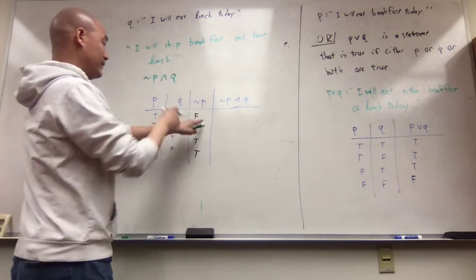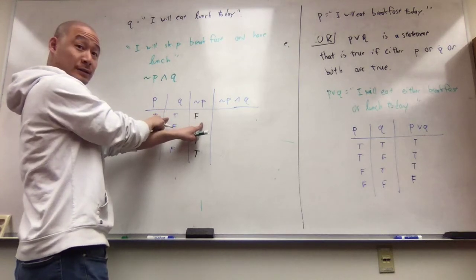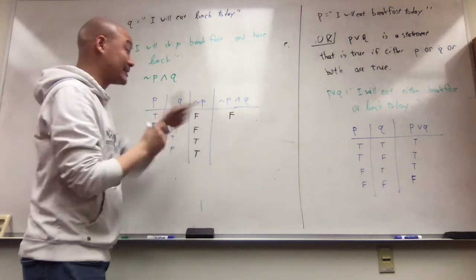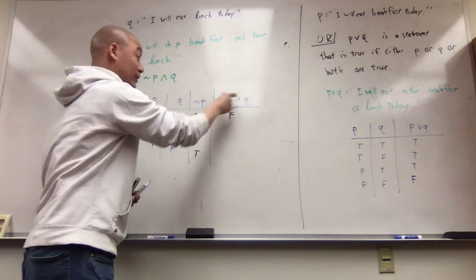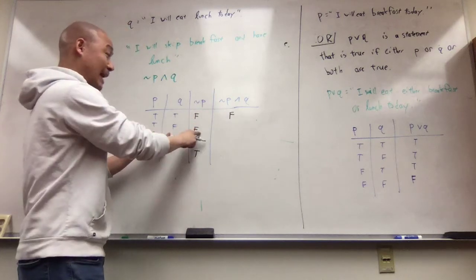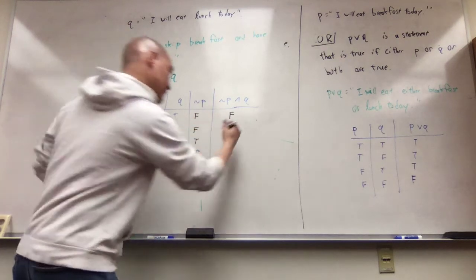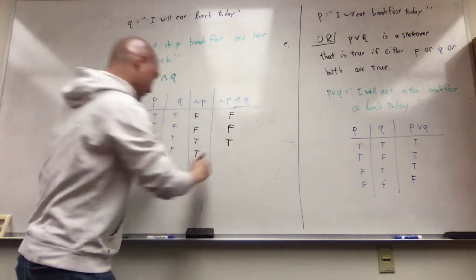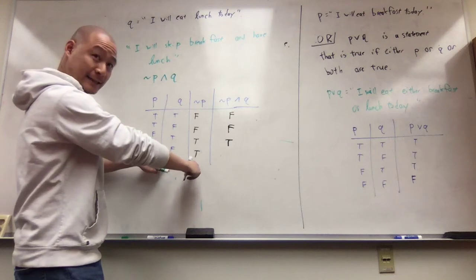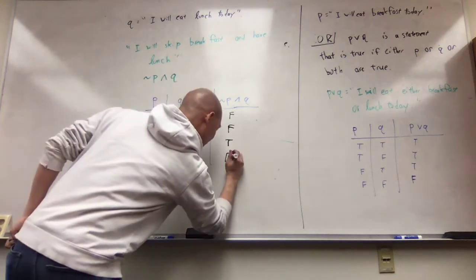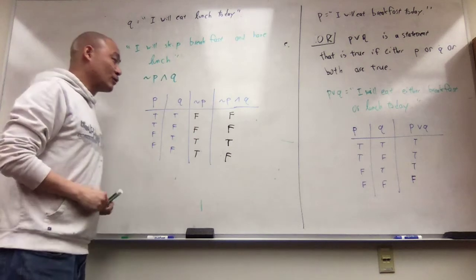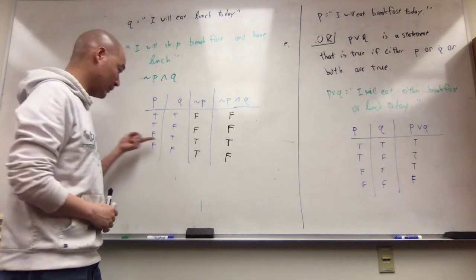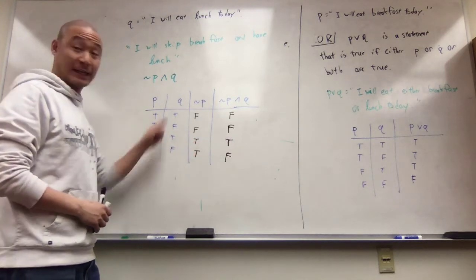Now, false and true is false, right? The and statement is only true when both things are true. So false and false is false. True and true is true. And false and true is false. Right? So here we have a statement that's only true in this row and false in every other row.